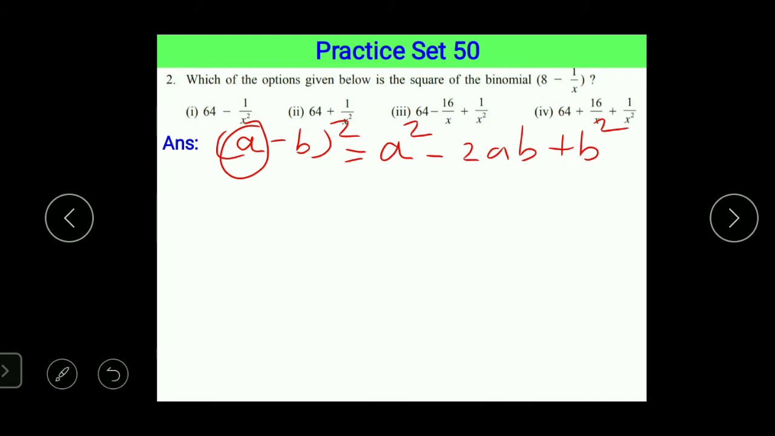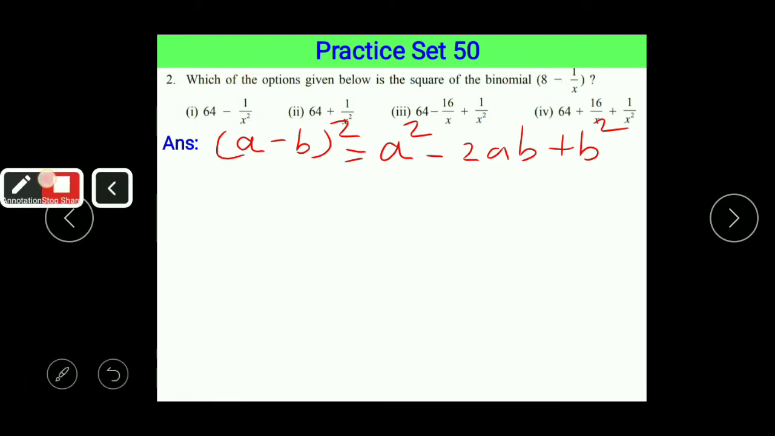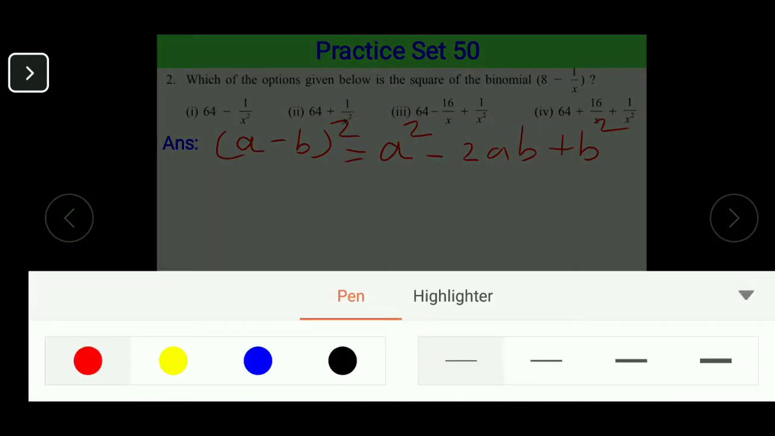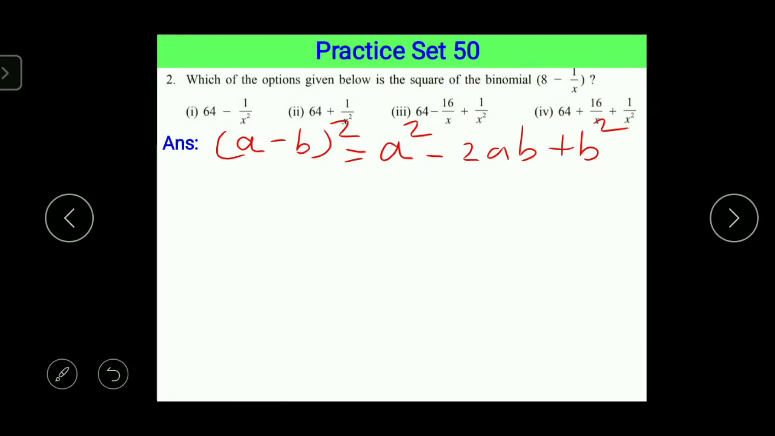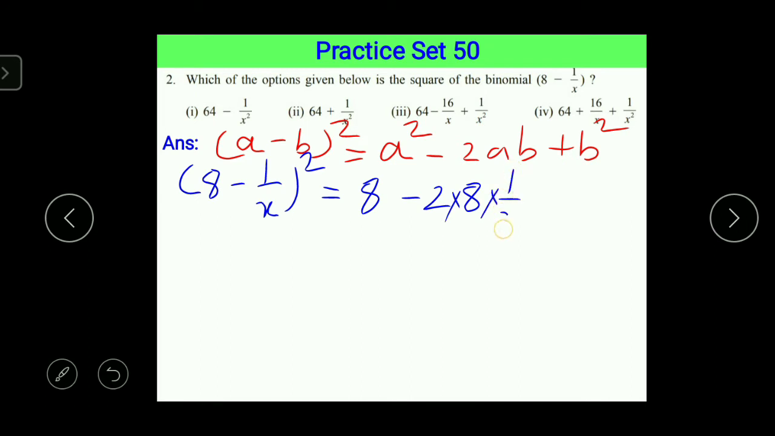Now what will we do, students? Here I'm substituting the value. Instead of a I'm writing 8, instead of b I'm writing 1 upon x. Now the square is equal to, instead of a I'll write 8, 2 as it is, and in between you will put a multiplication sign, and instead of b we will put the value 1 upon x. So here we are just substituting the value, instead of b we are writing 1 upon x whole square.